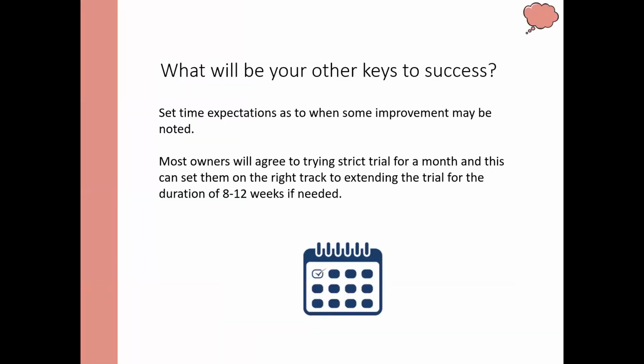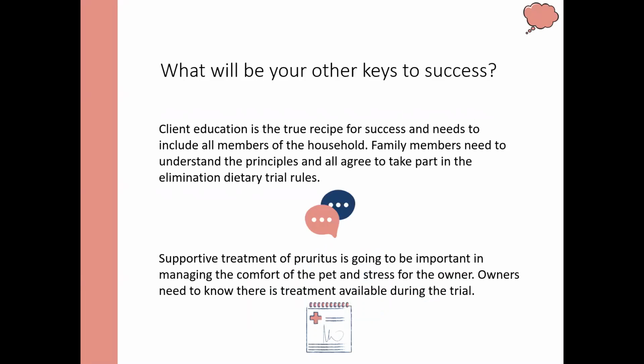What are your other keys to success? Set reasonable time expectations as to when some improvement may be noted. Most owners will agree to trying a strict diet trial for a month, and this can set them on the right track to extending the trial if needed now that they have seen some improvement in their pet. Client education is really the recipe for success and needs to include all members of the household. Family members need to understand the principles and all agree to take part in the elimination dietary trial rules. Supportive treatment of pruritus is going to be important in both managing the comfort of the pet and the stress for the owner. Owners need to know there's treatment available during the trial.